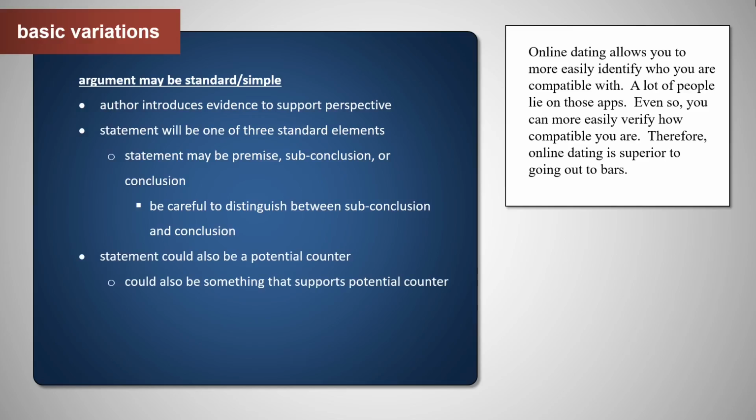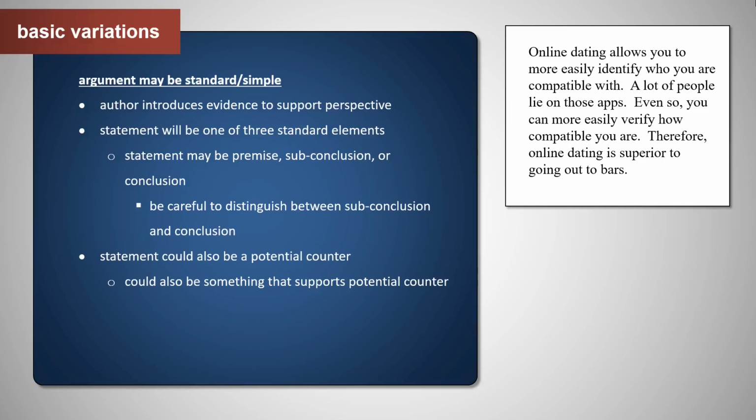So it could also be something that supports the potential counter. So we actually have that here. A potential counter is that a lot of people lie on those apps. So that is a potential challenge to the author's conclusion. The next sentence, that you can more easily verify how compatible you are, is a response to that counter.